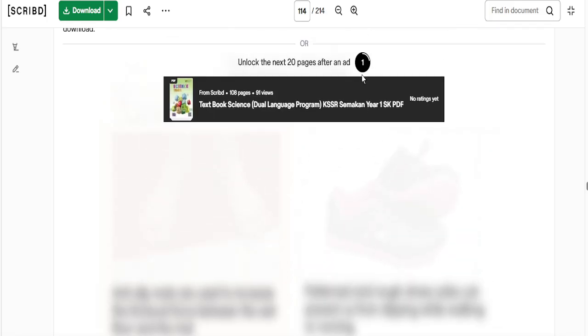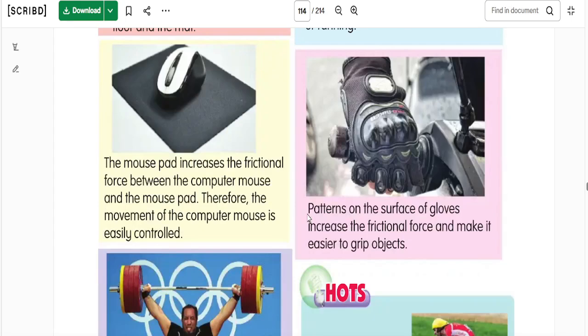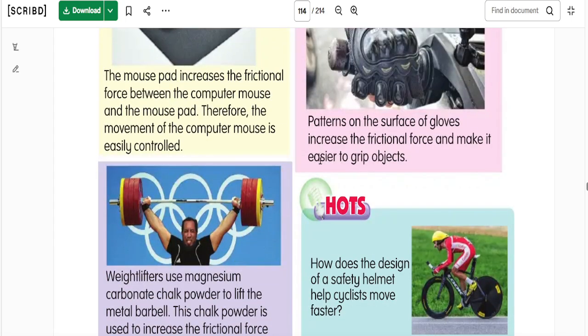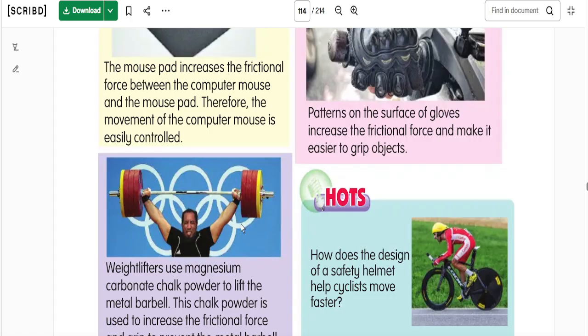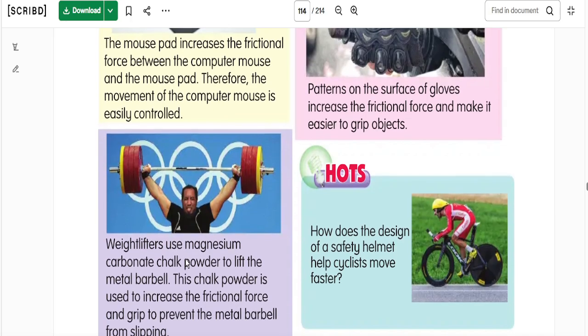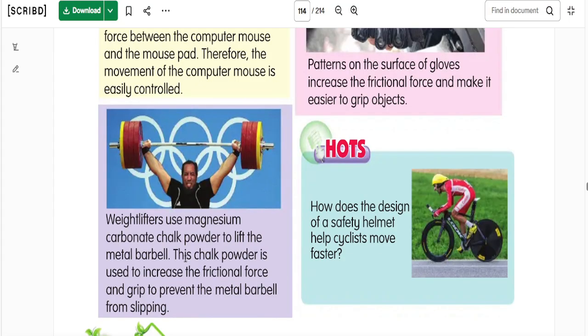And weightlifters use a type of gloves which make their grip easy, so that it does not slip. So in all of these examples, the frictional force is increasing. Weightlifters use magnesium carbonate chalk powder to lift the metal barbell. This chalk powder is used to increase frictional force and grip to prevent the metal from slipping.